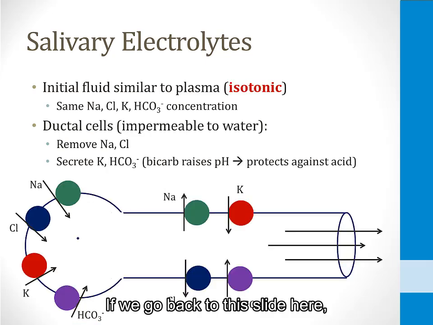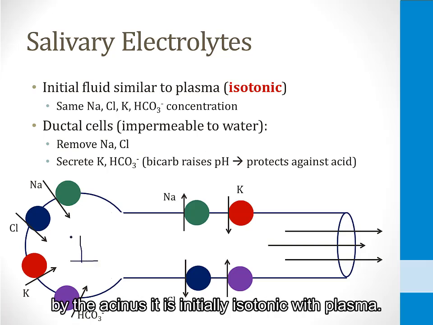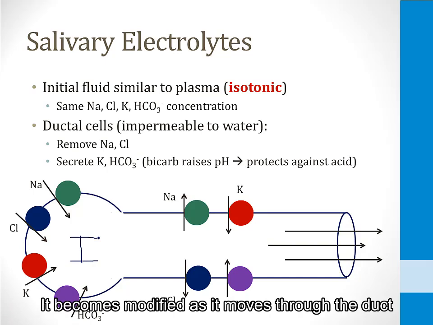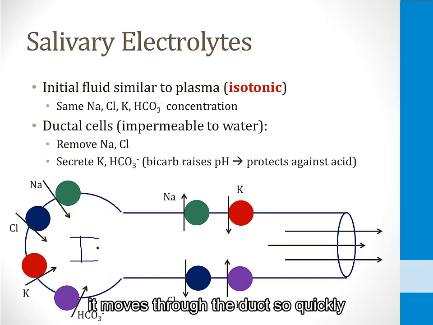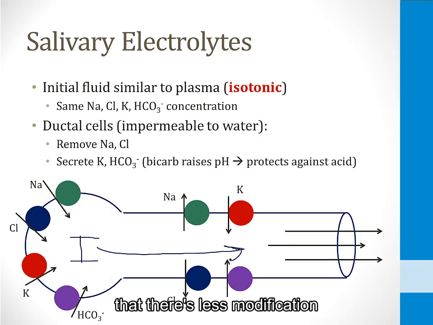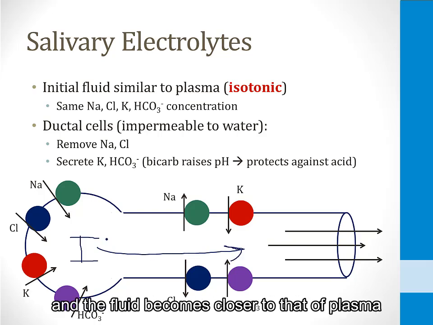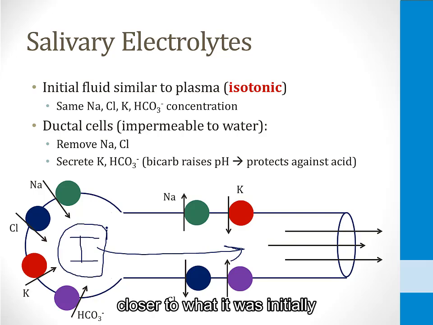If we go back to this slide here, when the fluid is secreted by the acinus, it is initially isotonic with plasma. It becomes modified as it moves through the duct, but at higher flow rates it moves through the duct so quickly that there's less modification and the fluid becomes closer to that of plasma, closer to what it was initially when it was secreted into the acinus.